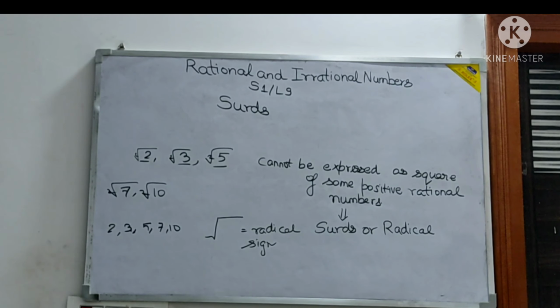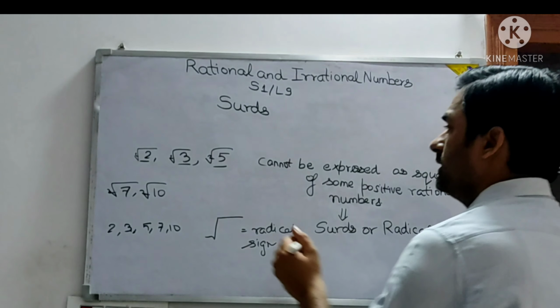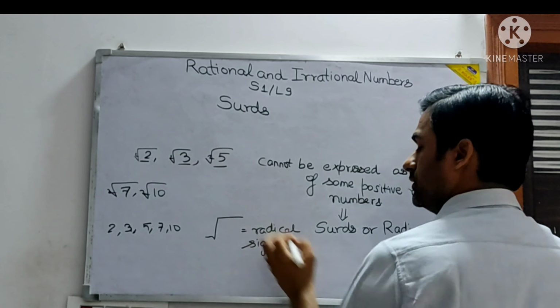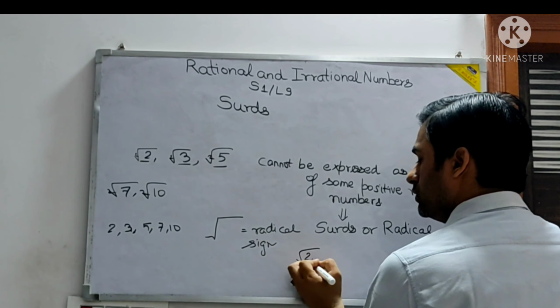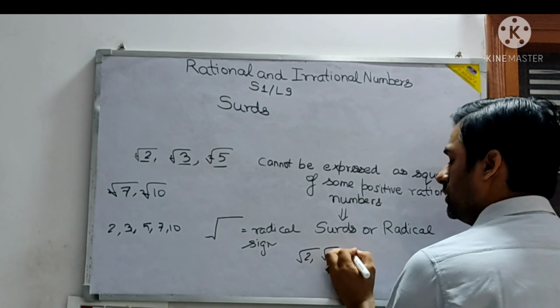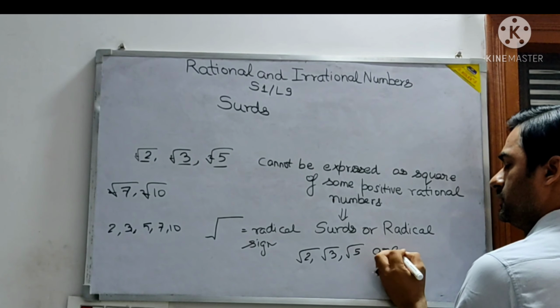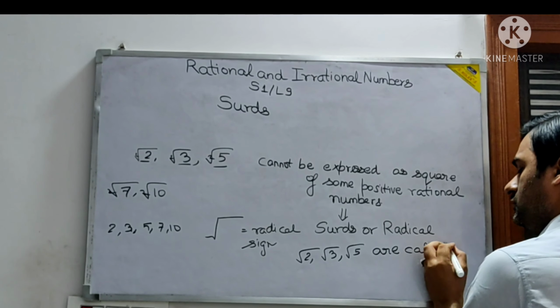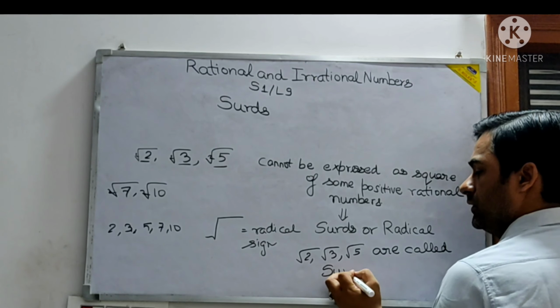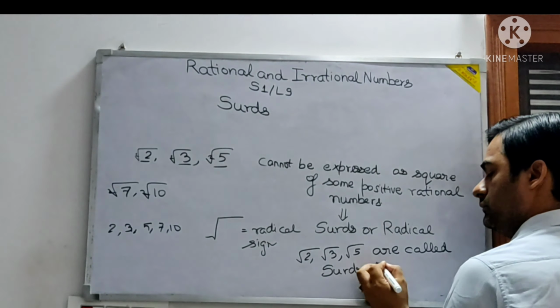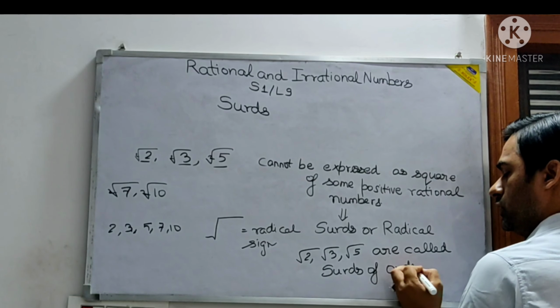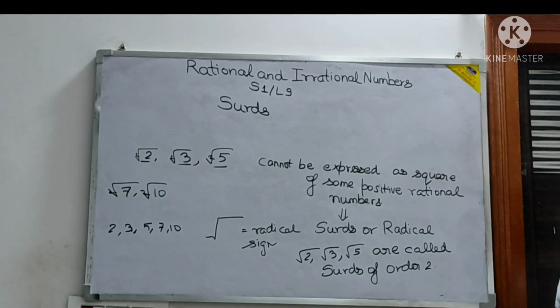So what is the order? Since 2 is hidden there, this is called as what? These, so root 2, root 3, root 5 and anything where nothing is written here are called surds of order 2 or second order.